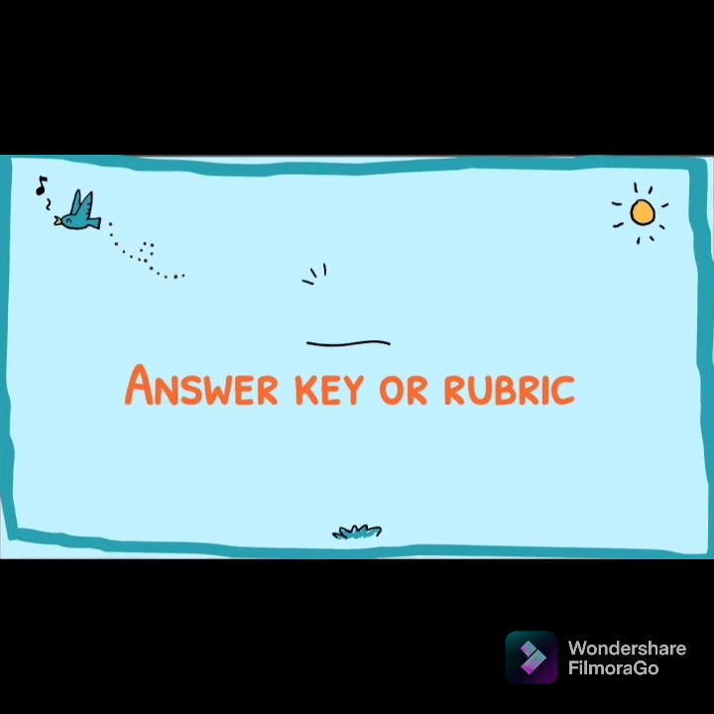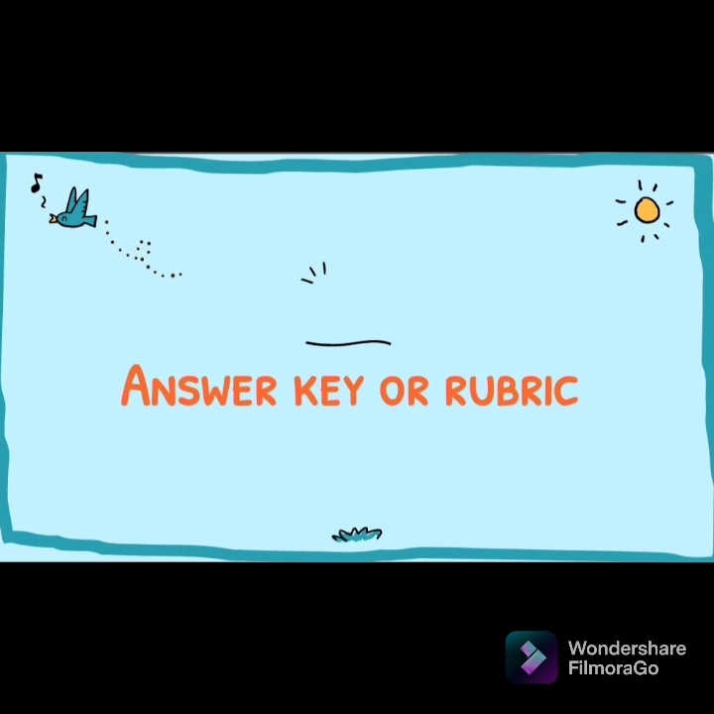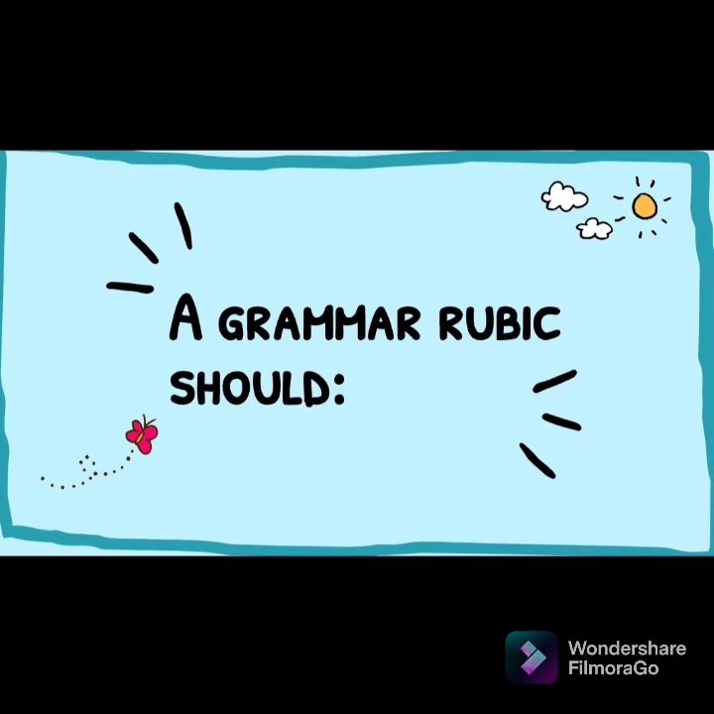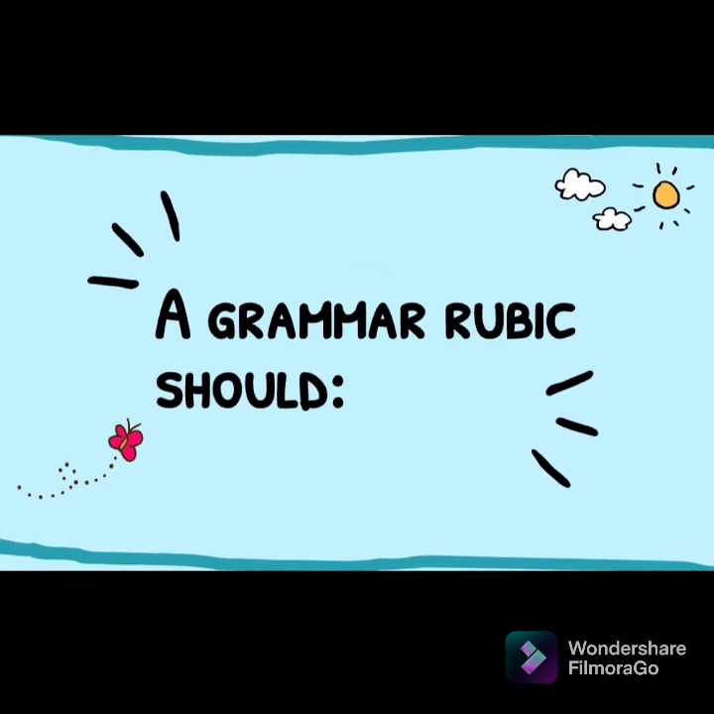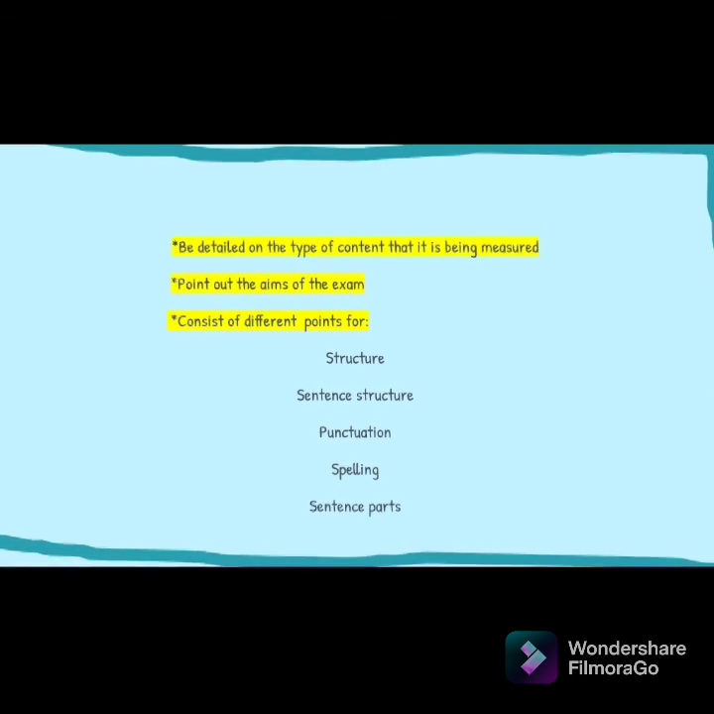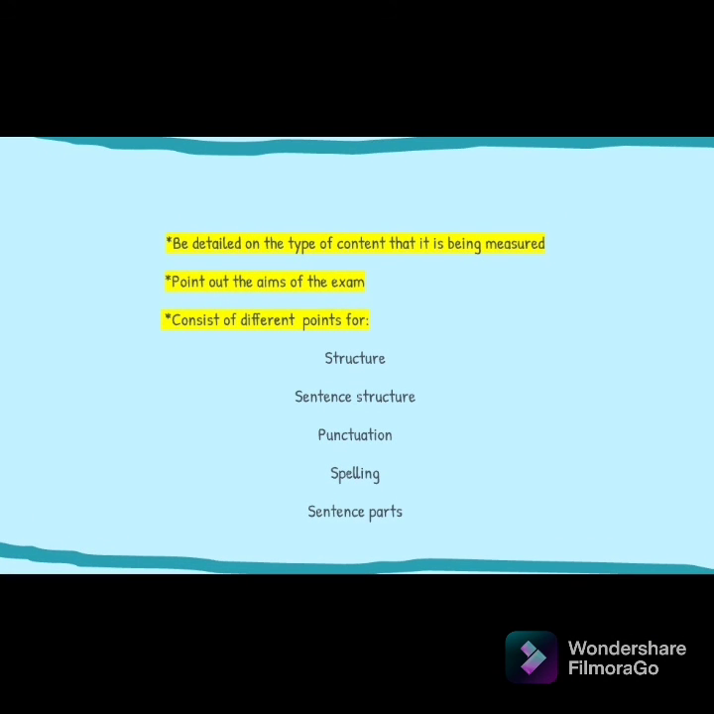Now we will take a look at rubrics that can be used while testing grammar. Here we have some characteristics that a grammar rubric should always have. It should always be detailed on the content that is being measured. It should always explain why the exam is being applied to the students. And it should always have different points to give to our students depending on their overall performance in the test.